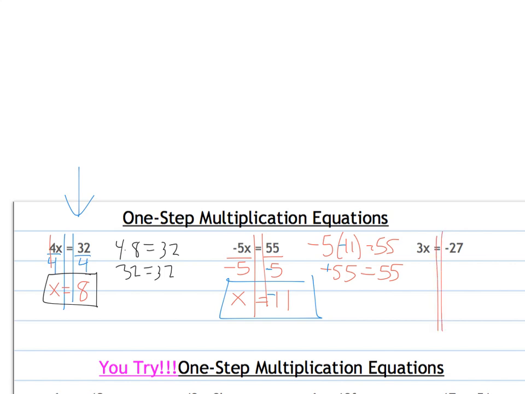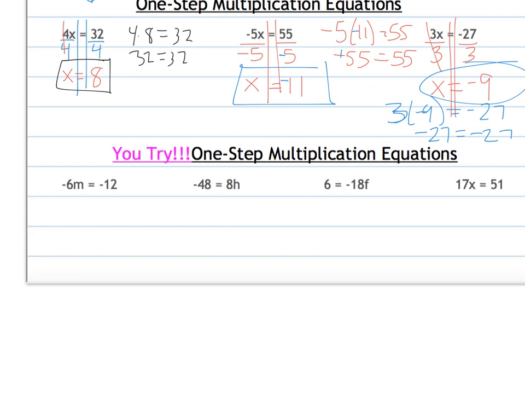One more, train tracks. Undo multiplying by 3 by dividing by 3. So I get x is equal to negative divided by positive is a negative, 27 divided by 3 is 9. Very important that you know those integer rules, so go back and practice. Check it. Positive 3 times a -9 should be a -27. Positive times negative is negative. So since it works, my solution is correct.